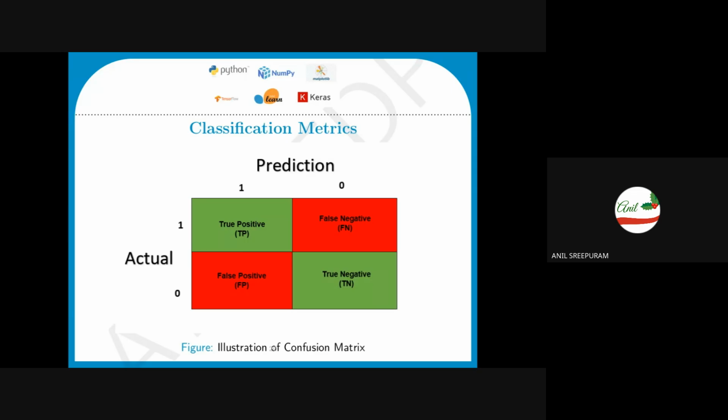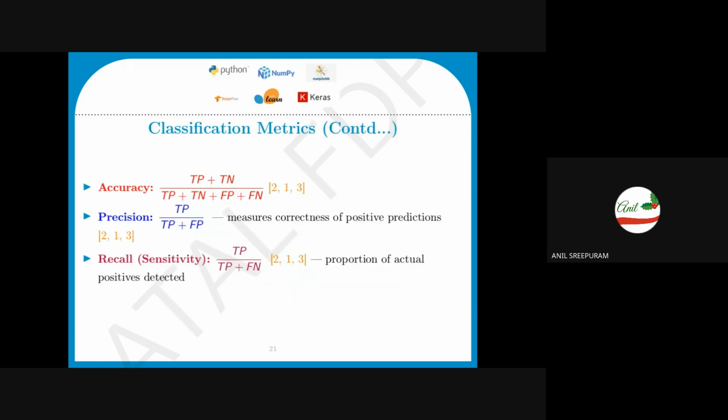Based on this, you will have some values. Earlier we had 141 on the top left and 39, I think, in the bottom right portion, and some values in the other two cells. Based on these, we will evaluate the model by means of 4 parameters. One is the accuracy. Accuracy is, as you expect, out of the whole data sample, how many are correctly classified.